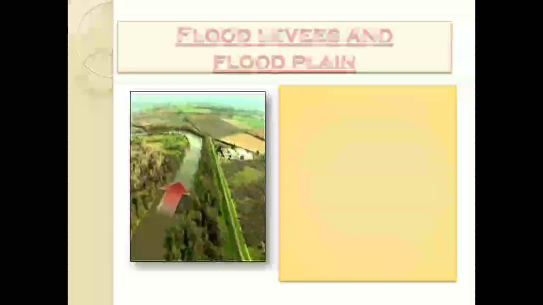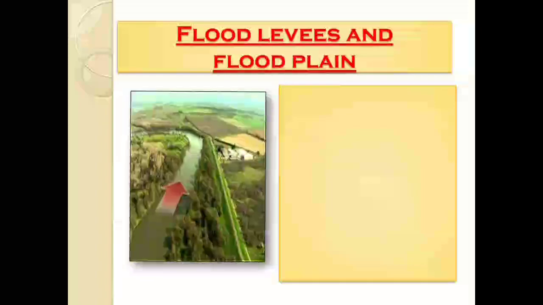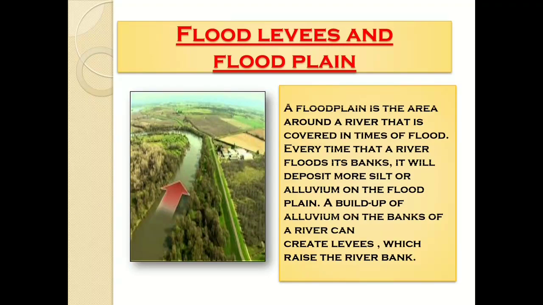Next is flood levees and floodplain. You can see a picture of flood levees and floodplain. A floodplain is the area around a river that is covered in times of flood. Every time that a river floods its banks, it will deposit more silt or alluvium on the floodplain. A buildup of alluvium on the banks of a river can create levees which raise the riverbank.